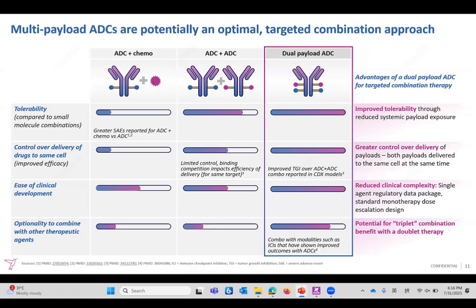In terms of tolerability, administering one agent is much more preferable, especially over a systemic therapy. Having complete control in terms of temporal and spatial delivery of the payloads to a tumor cell is also preferential. Then ease of clinical development: although complex in nature, it's still a single agent when it comes to clinical trial, which can prove effective and efficient for various reasons. Lastly, the optionality to then include future agents as well. We have one agent that can potentially combine another.